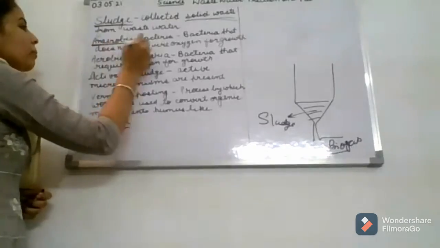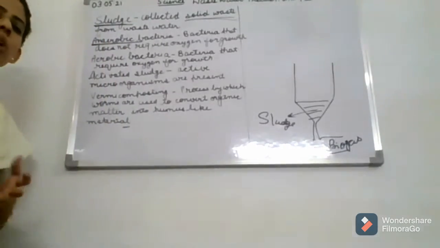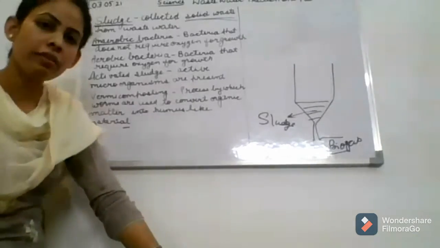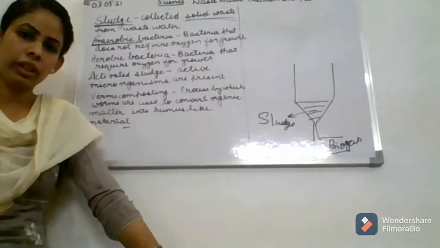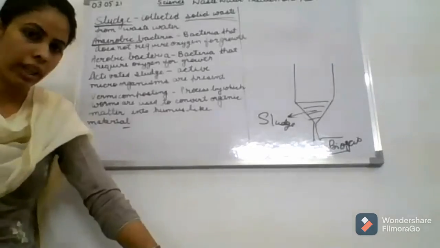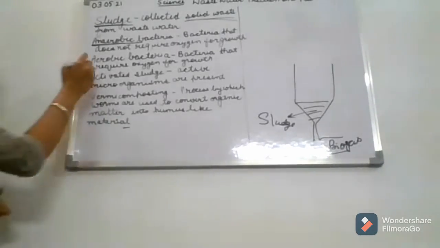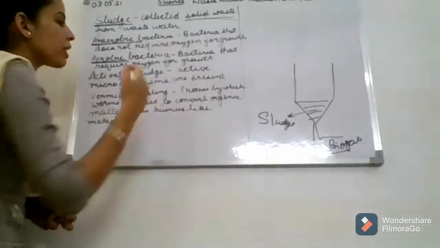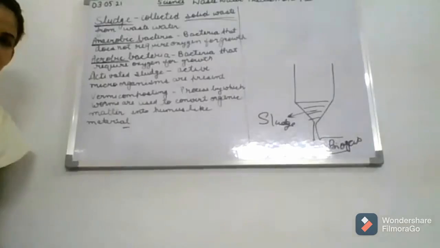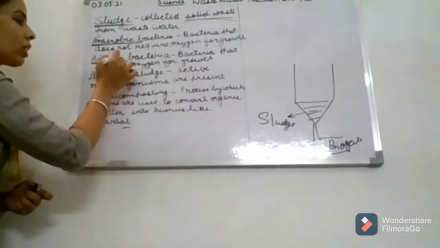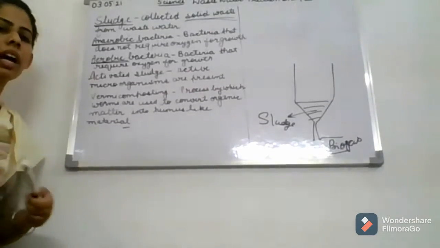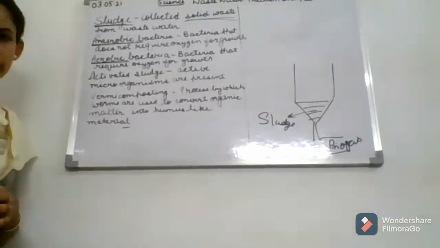Next, the important term is anaerobic bacteria. What do you mean by anaerobic bacteria? There are bacteria that do not require oxygen for their growth. They are living, but they do not require any oxygen. Next is the aerobic bacteria. There are some bacteria that require oxygen for their growth, meaning for living, they require oxygen gas. Bacteria are very small in size, so we can't see them with the naked eye.